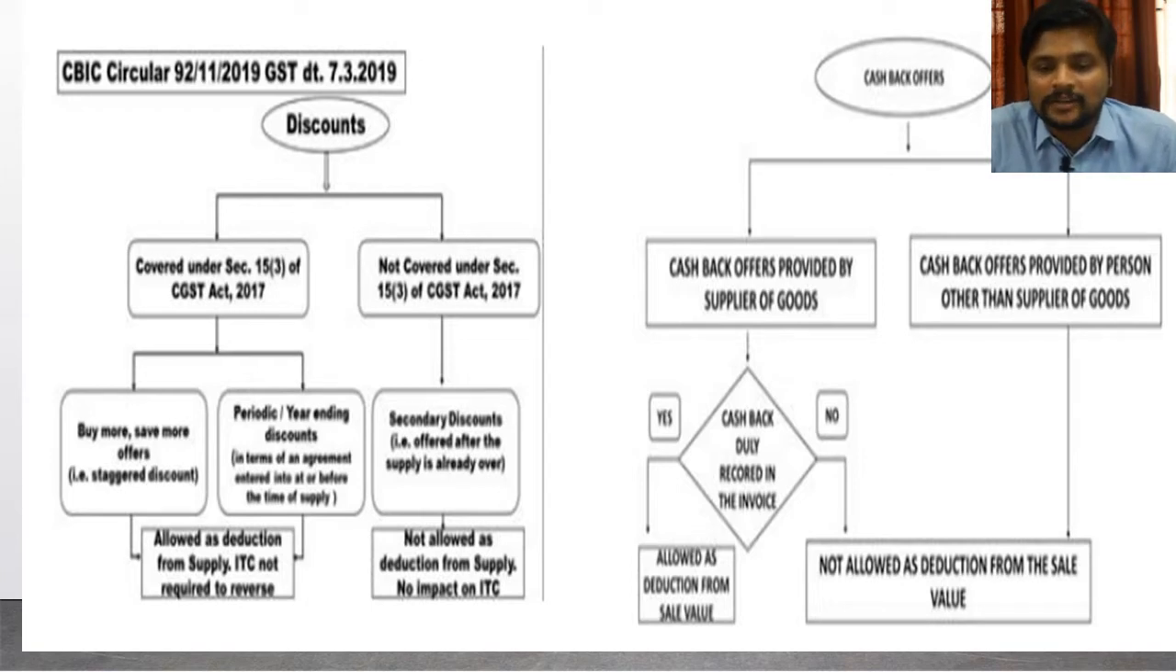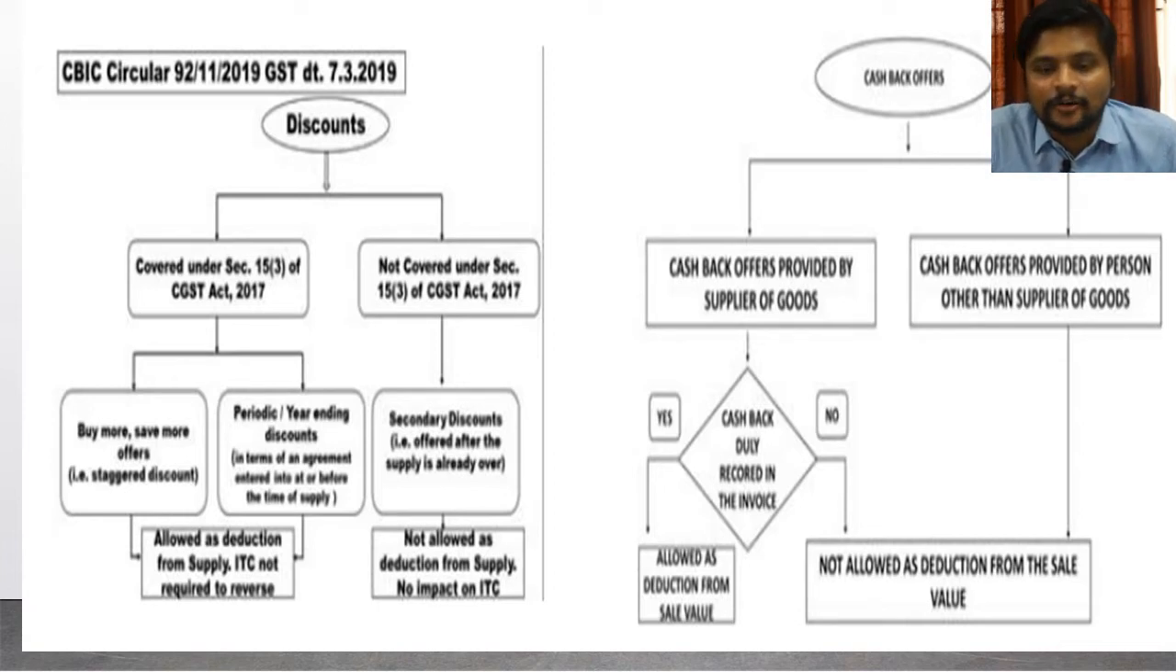Second is cashback offers provided by a person other than the supplier of goods. So these are the two types of cashback. In the first, where the cashback is provided by the supplier itself, if the cashback is duly recorded in the invoice, then that cashback can be allowed as a deduction while arriving at the value. That is the first scenario. Second scenario, if the cashback is not recorded in the invoice, then it will not be allowed as a deduction.